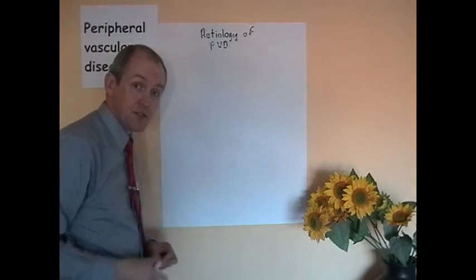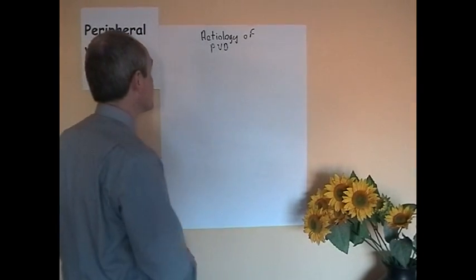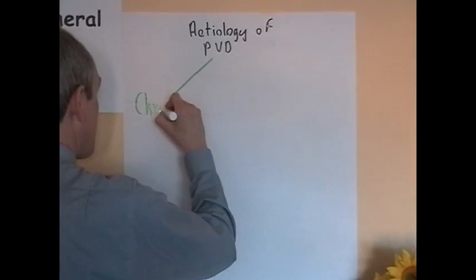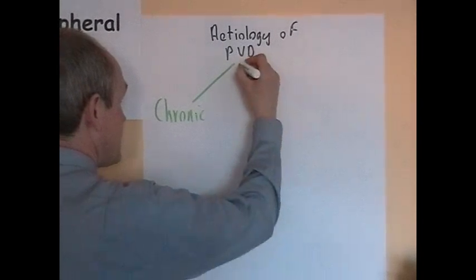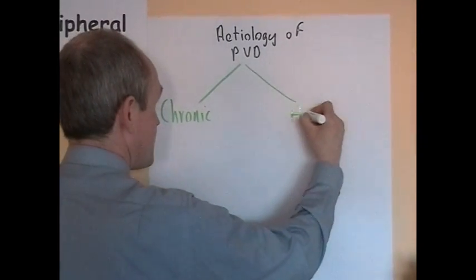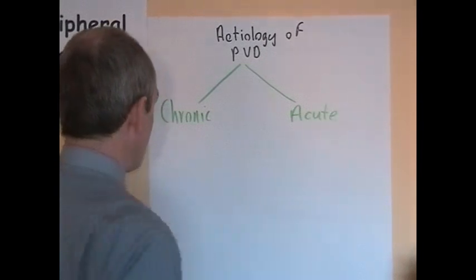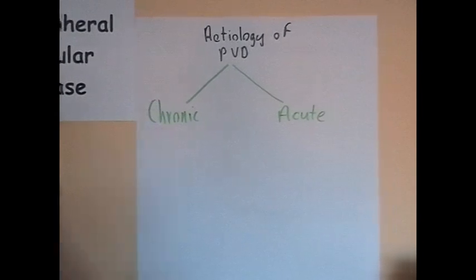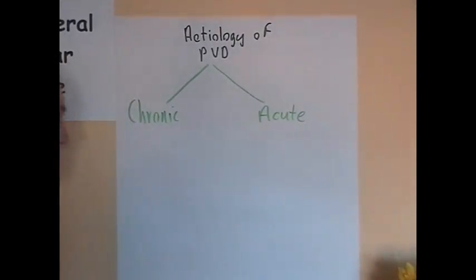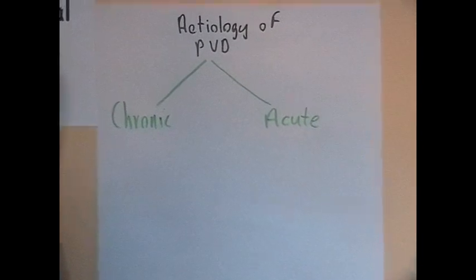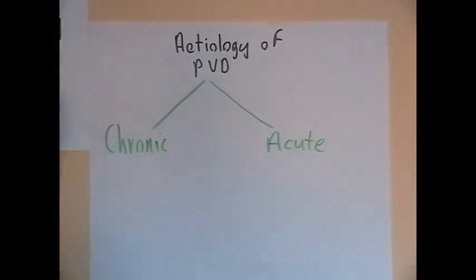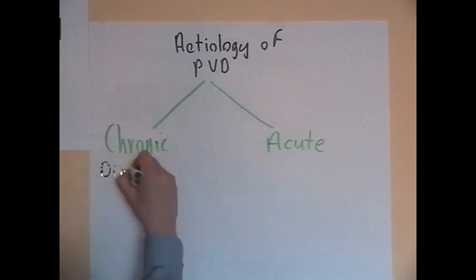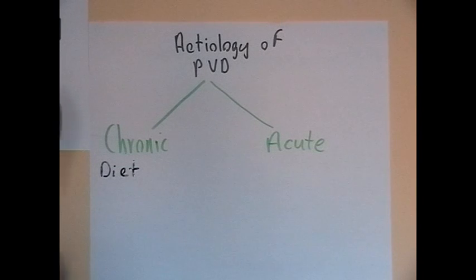So we're thinking about the etiology of peripheral vascular disease. Chronic: etiology of the chronic disorder, and etiology of the acute disorder. Now, the etiology of chronic peripheral vascular disease is very much the same as the etiology of any form of atheroma. So certainly diet is going to be an etiological factor.